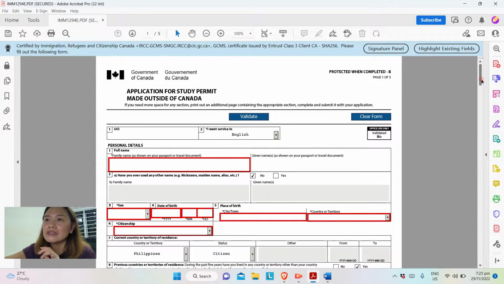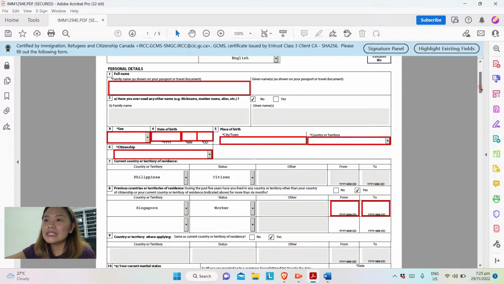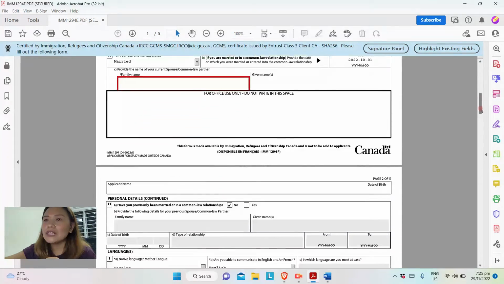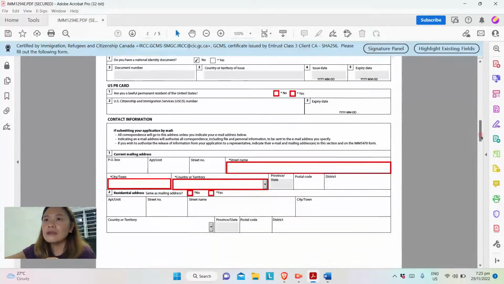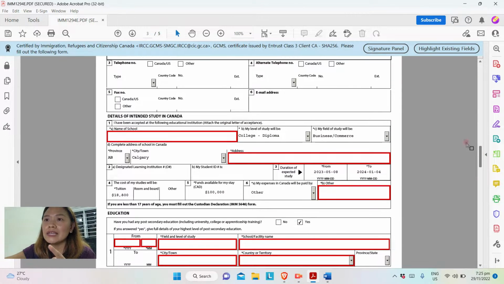Like I mentioned earlier, this is the same form for your child, the study permit made outside of Canada. So you just have to answer it and fill in the details of your child. But when it comes to the details of intended study in Canada, of course your child doesn't have a school yet, because you will only know once you're there and have your address. Based on your address, that's when you will know which school your child will be assigned to. So in this case, if you are answering this for your child, you can just write "to be determined."